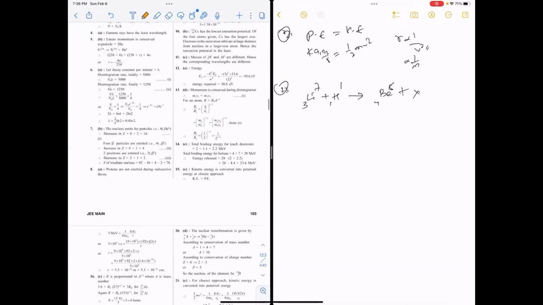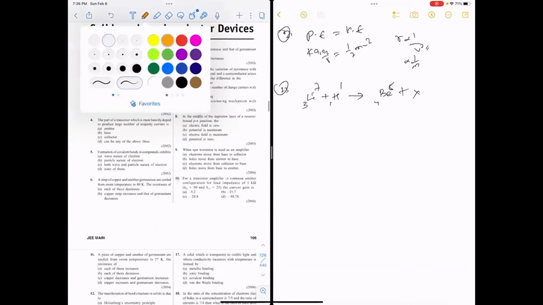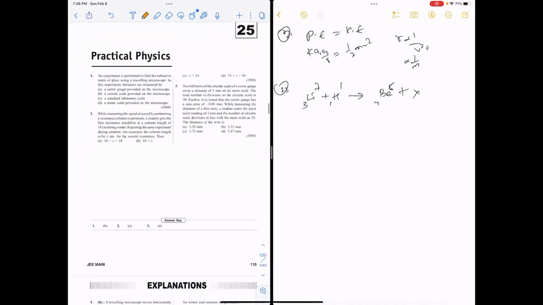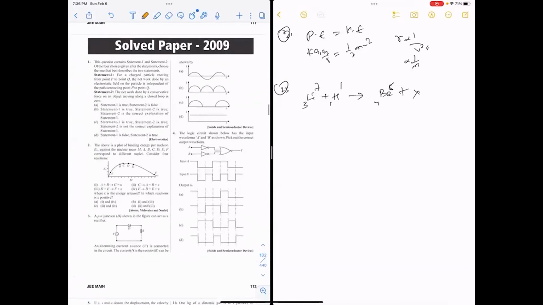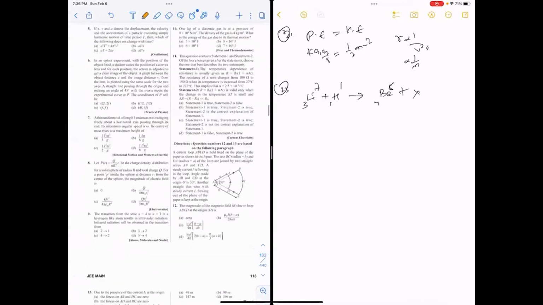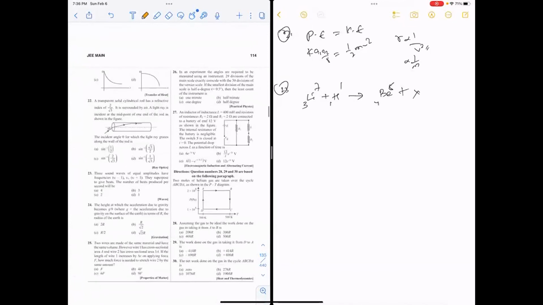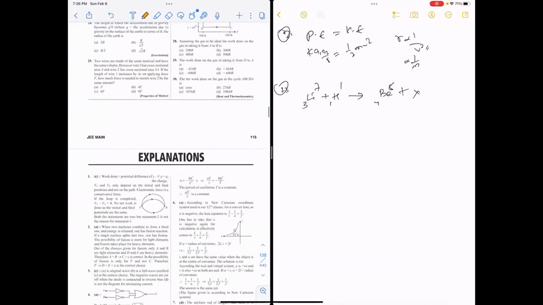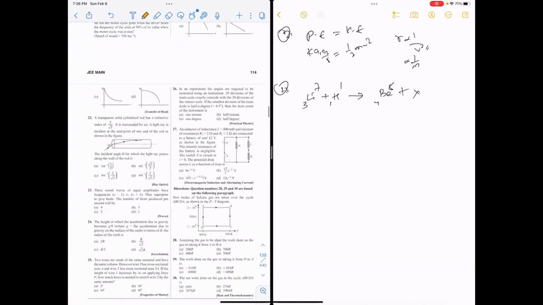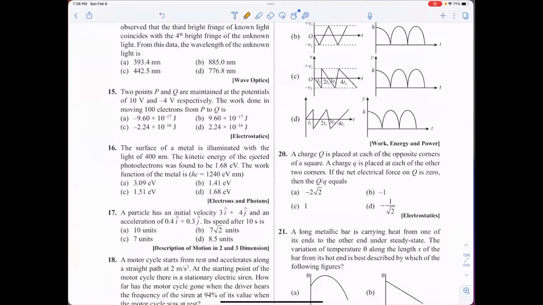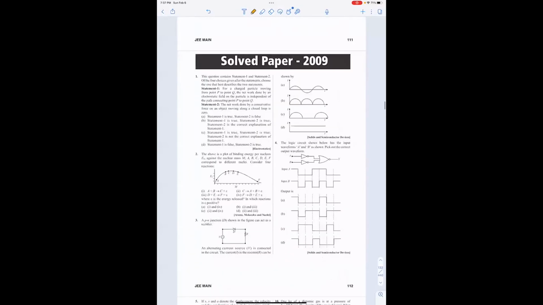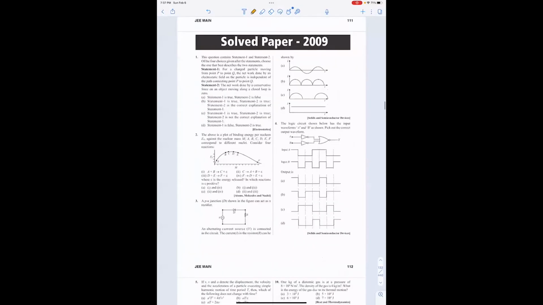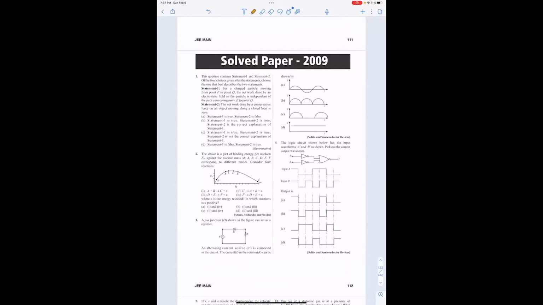We have semiconductors. We did practical physics. We have solved papers, 2009. You want to take this as homework, guys? Want to give it a try? Can you take a screenshot? 2009 solved. I'll also give you the solution, no issues. Take the screenshot. Homework, take a screenshot.